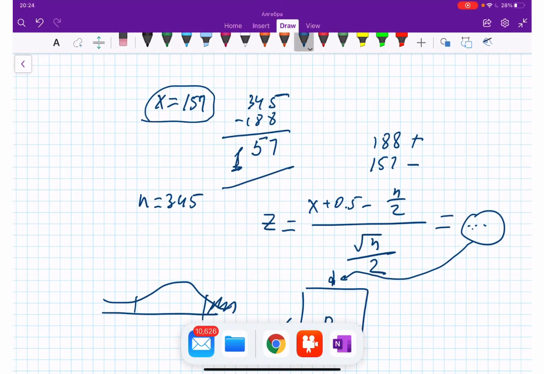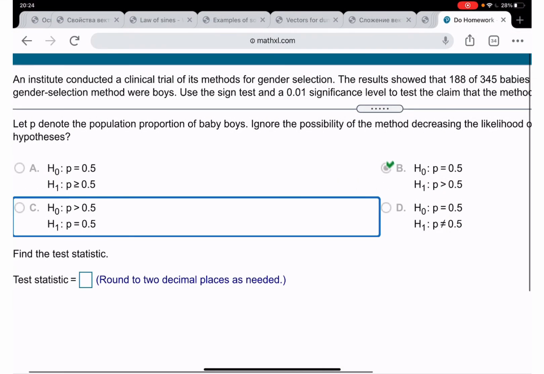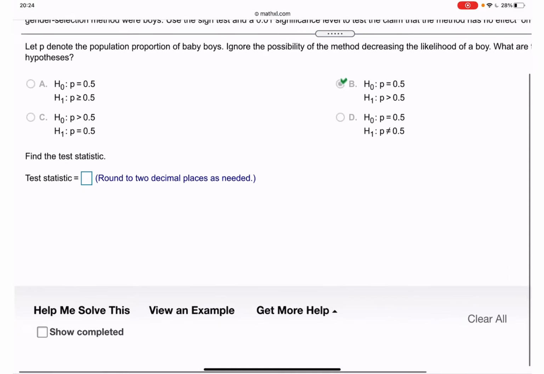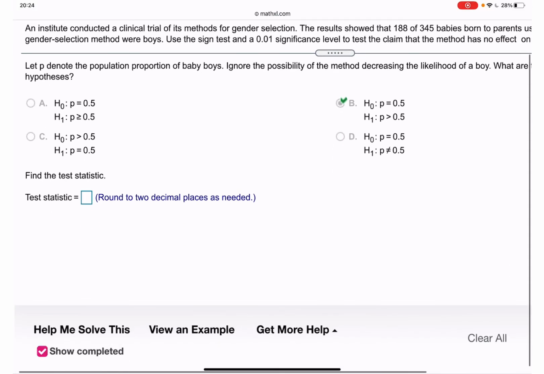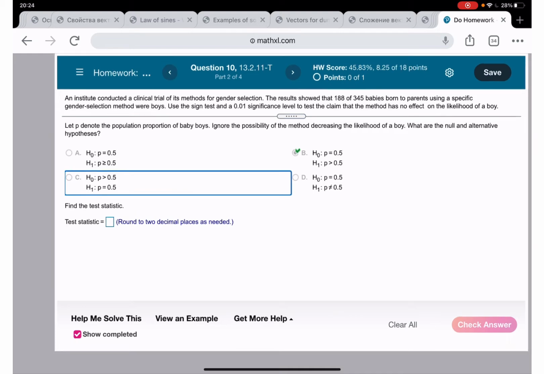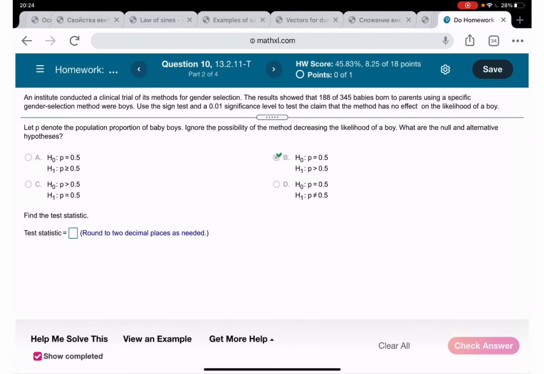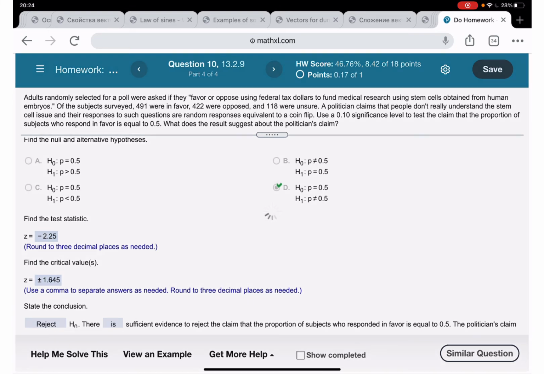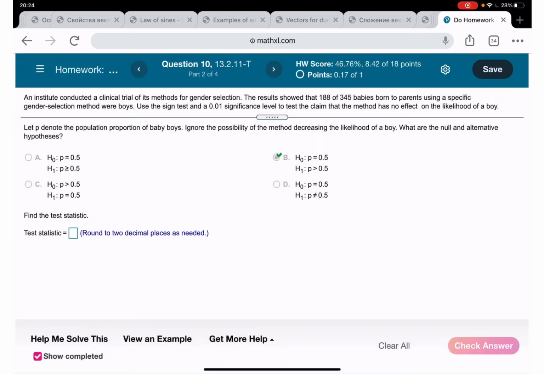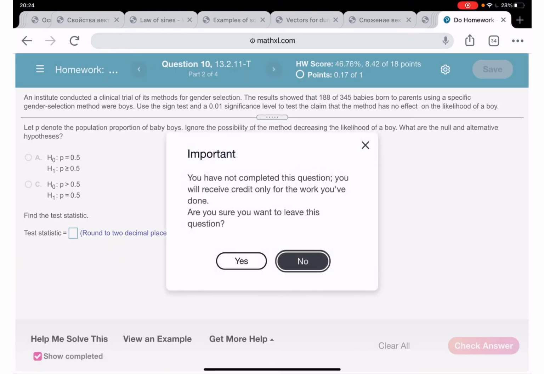Okay? So at this point, let me see if I can get this answer completed. It doesn't show. Let me go back. Number 9. Okay, come back. Number 10. No, it doesn't show. But that's okay, I guess, because you know how to do it.